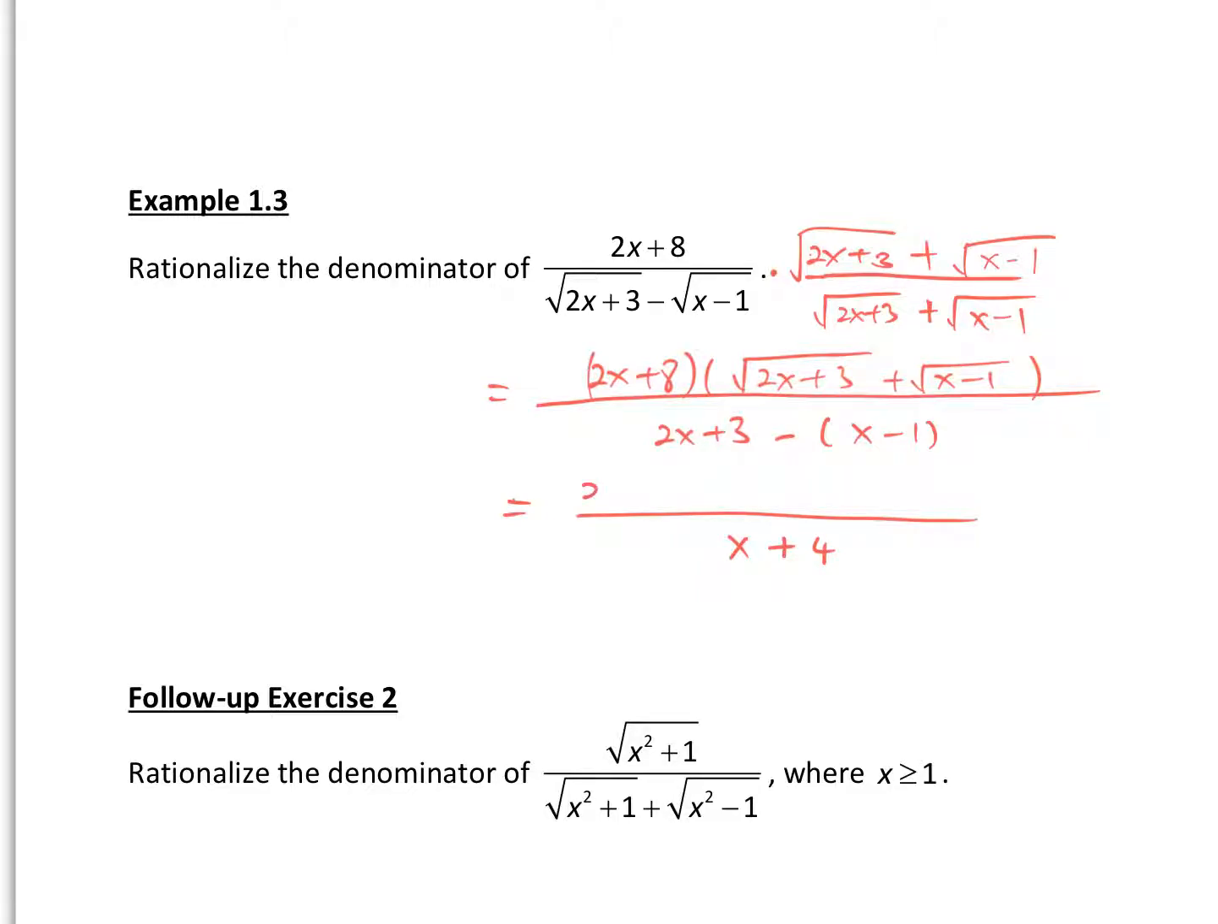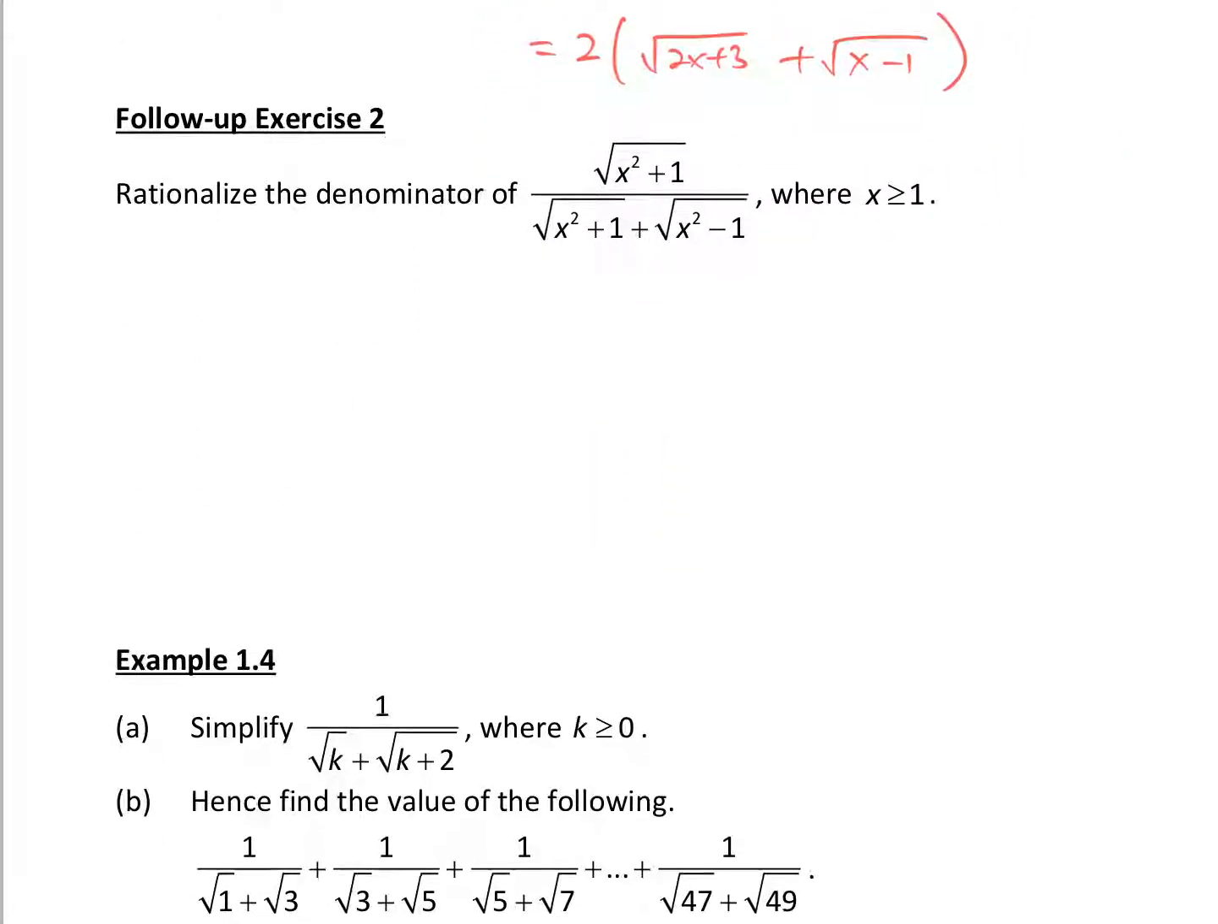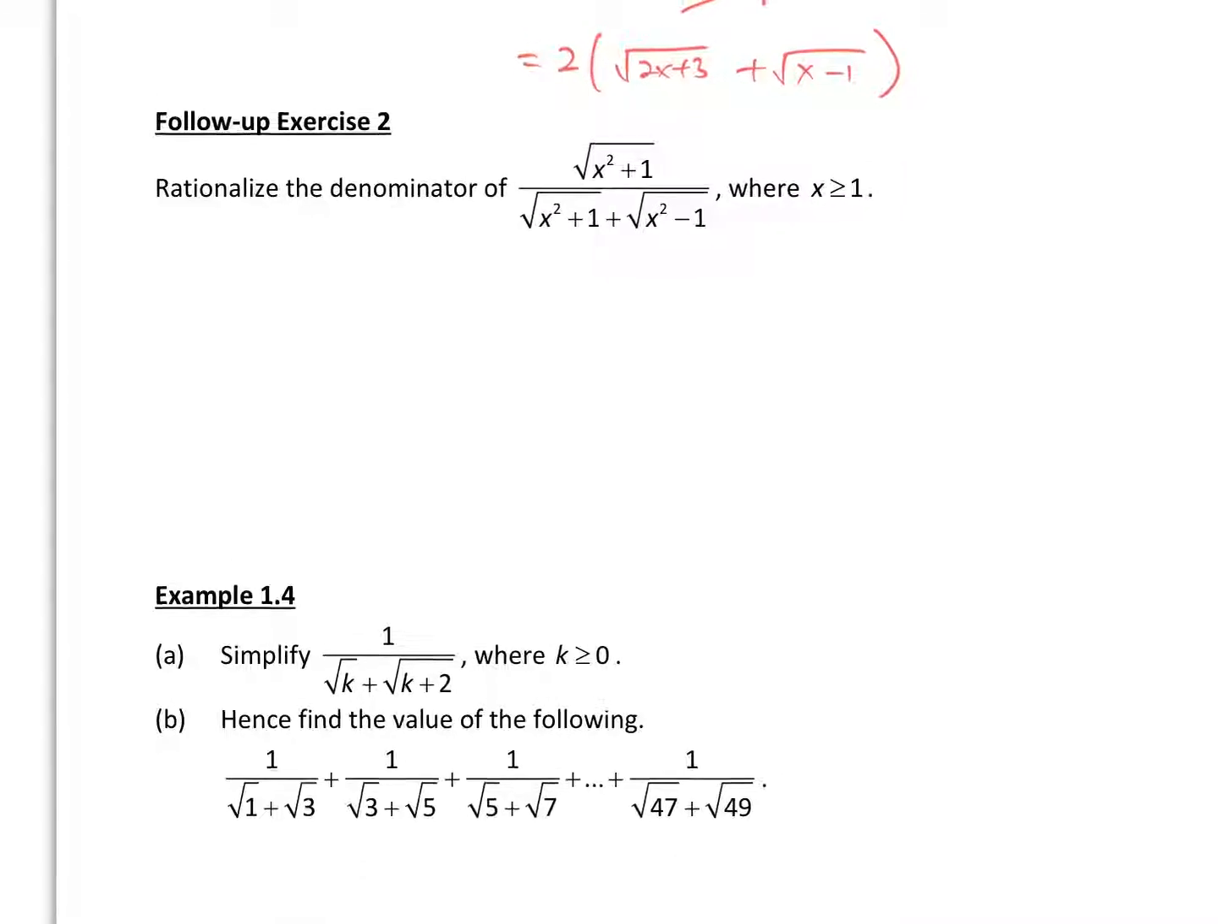Can you see I can take out 2 from the first term? I mean this term, 2x plus 8, I can take out 2, and then x plus 4 remains. Why do I need to take it out? Because I can see a common factor for the denominator and numerator. So after taking it out, you can cancel it. So the final answer is 2 times the square root of 2x plus 3 plus the square root of x minus 1. Try to finish exercise 2, and the last example I will discuss with you during the lesson.